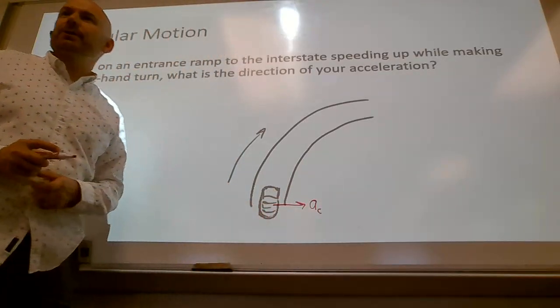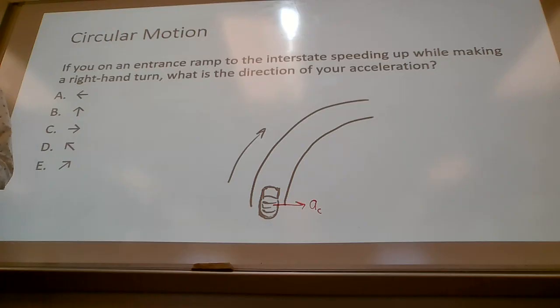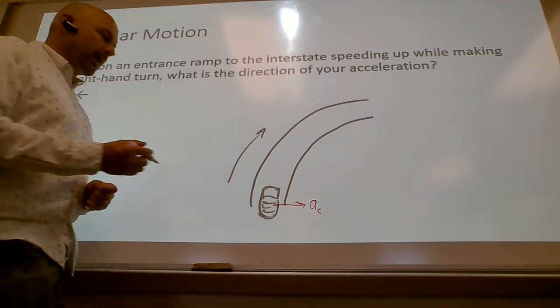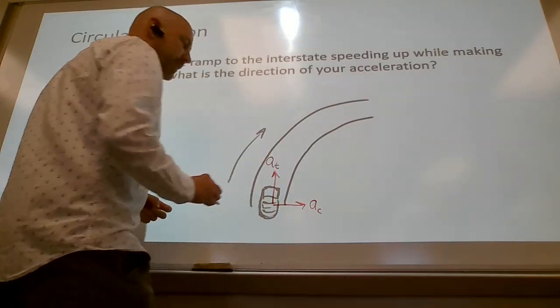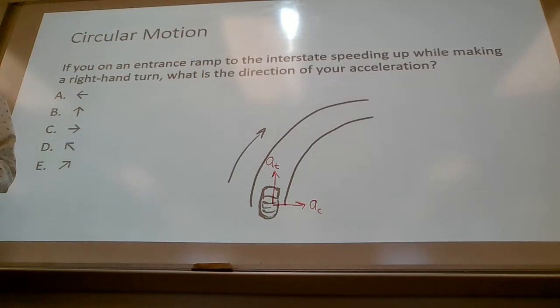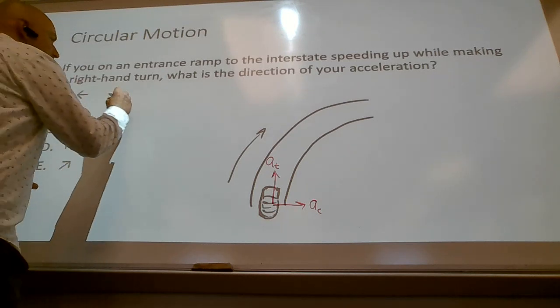So yes, you have centripetal acceleration towards the center. If you're moving at a constant speed, that would be it. But because you are speeding up, you also have what we call tangential acceleration. This is the speeding up, slowing down component of acceleration. Okay? So, acceleration.